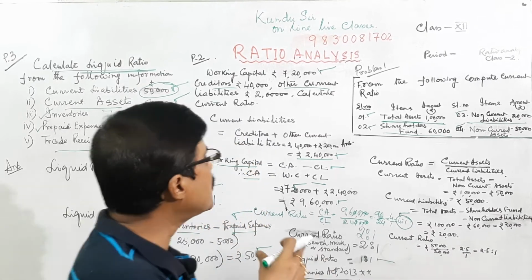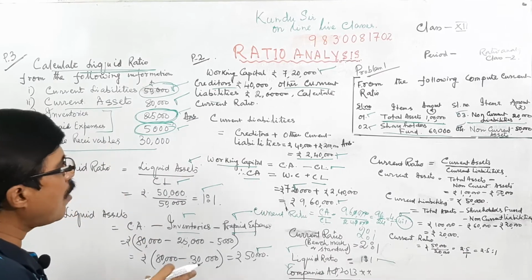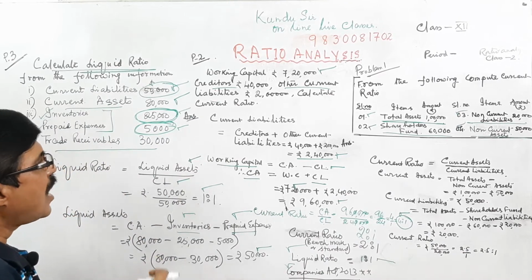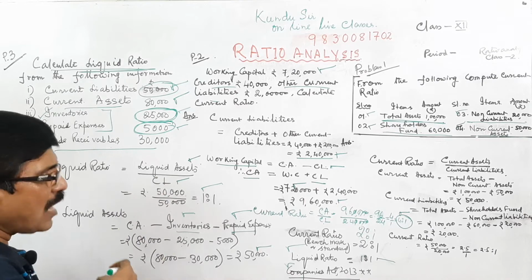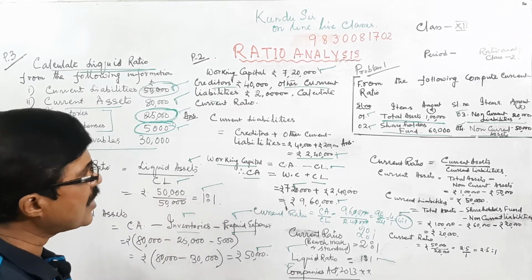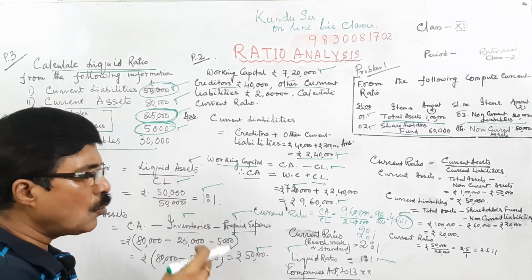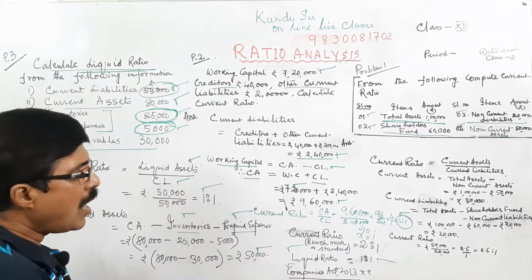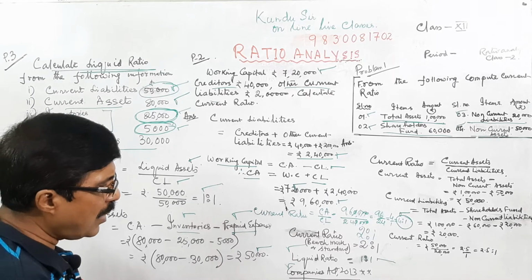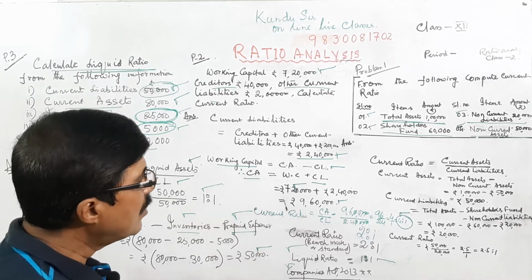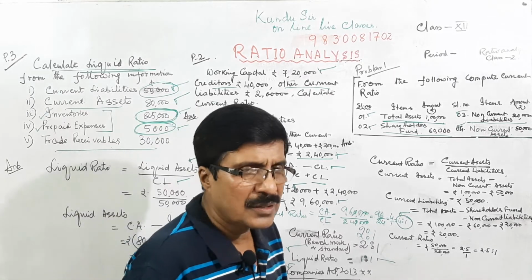So, go through this problem, which I have explained, and in the next class I will do 2-3 more problems, then I will switch over to the next ratio. Next class, 1 or 2 problems from liquidity I will do, and I wish to start the solvency ratio. Thanks all of you.